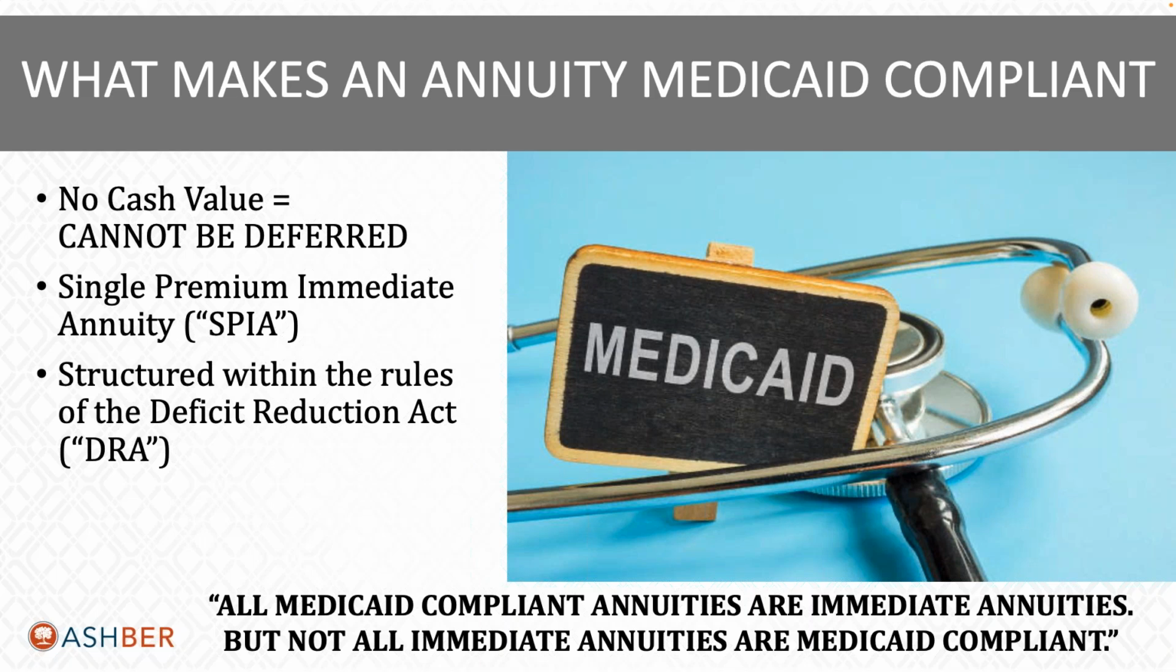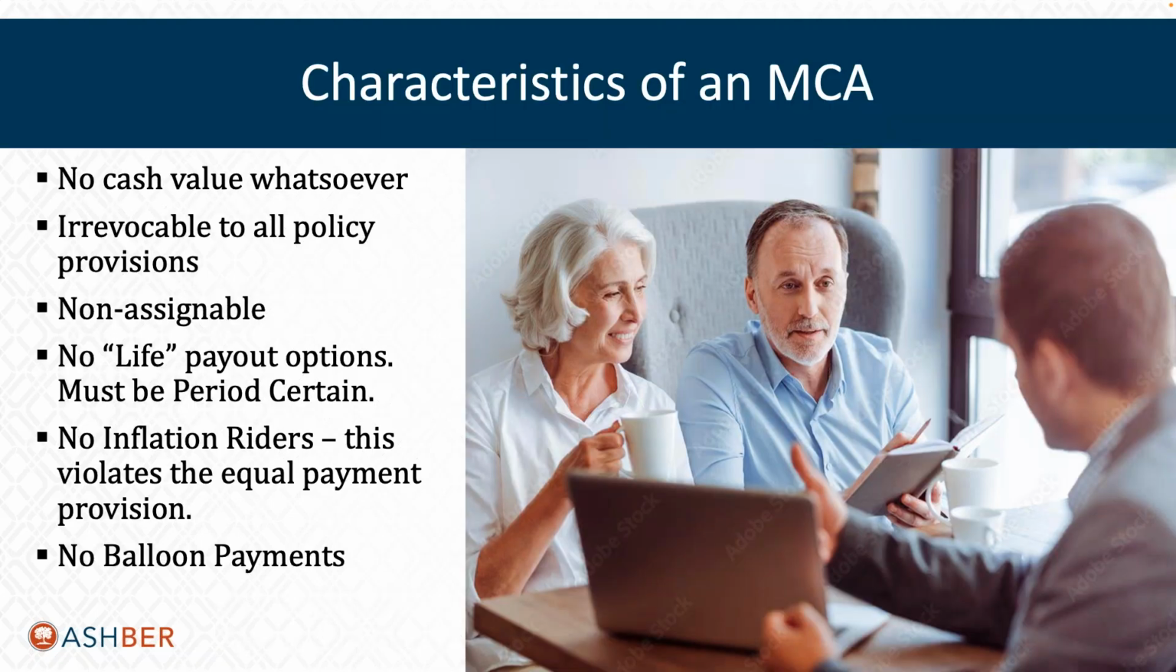And the annuity obviously is going to be structured within the terms or rules of the Deficit Reduction Act. But it is very important to note, and I cannot stress this enough, that although Medicaid compliant annuities are considered immediate annuities, not all immediate annuities are Medicaid compliant. So when you get an annuity contract from a client when you're evaluating their assets, you want to make sure that that annuity is Medicaid compliant. Just because it's an immediate annuity and it has a structured income stream doesn't necessarily mean that it's Medicaid compliant. So just be on the lookout for that if that ever comes up.